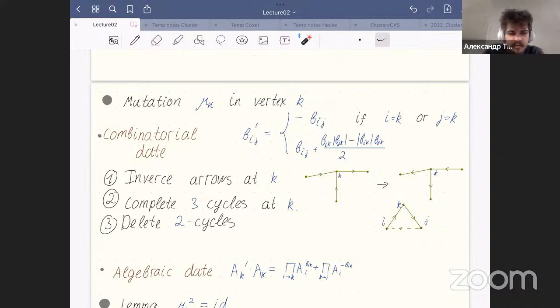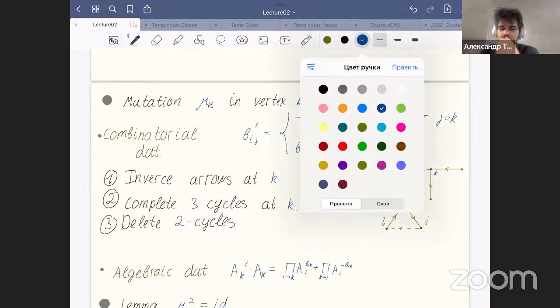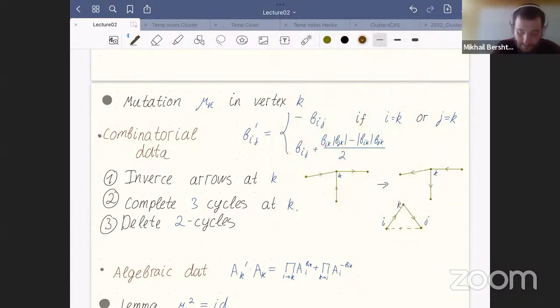About the second step, may I ask you a question? When we do the second step, we use the arrows which we have after the first step, yes? Yes. Mm-hmm.